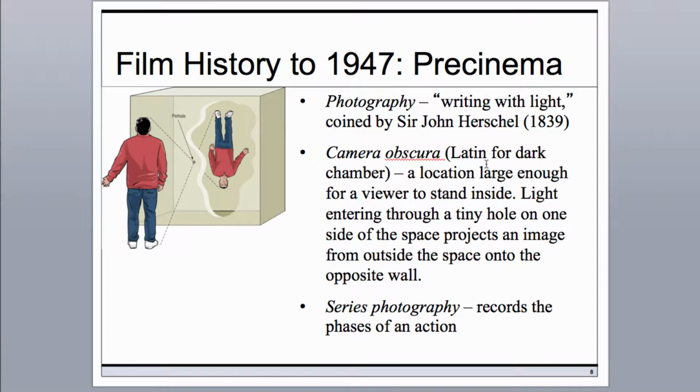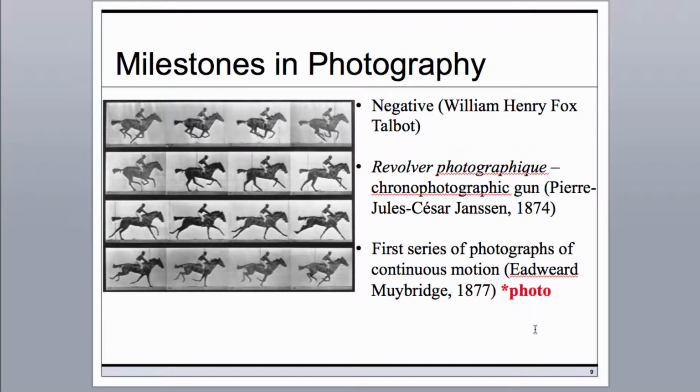Camera obscura was a Latin for a dark chamber, a location large enough for a viewer to stand inside it, the light entering through a tiny hole, then the ability to create an image from that. And then the most significant for film will be series photography, taking a number of shots in order, in other words, to reflect an action.